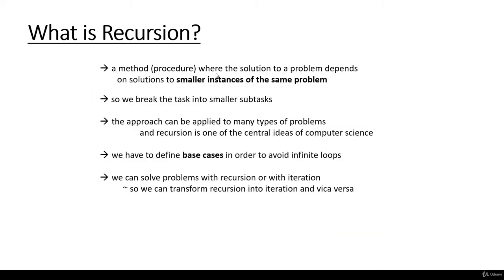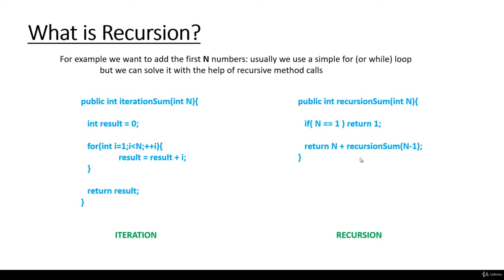This is what we have been talking about, that the solution to a problem depends on solutions to smaller instances of the same problem. As you can see, we keep calling the same function with n minus 1. What does it mean? That the value of n keeps decreasing, which means that finally n will be equal to 1, and this is the base case when we return 1. Okay, so this is the recursive approach, this is the iterative approach. Both of them are valid and working fine.